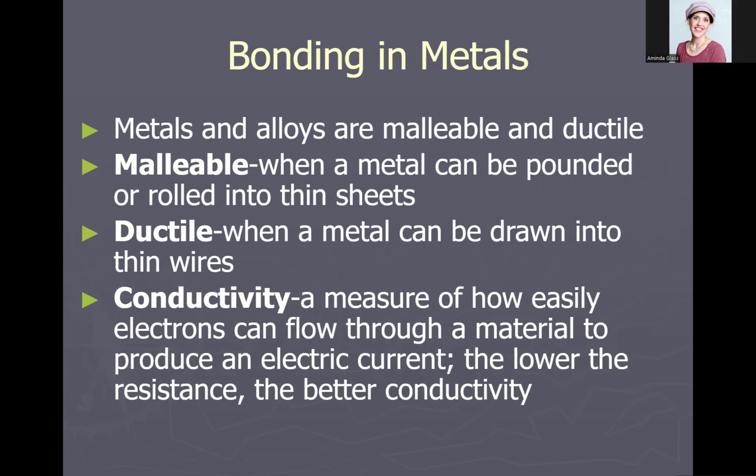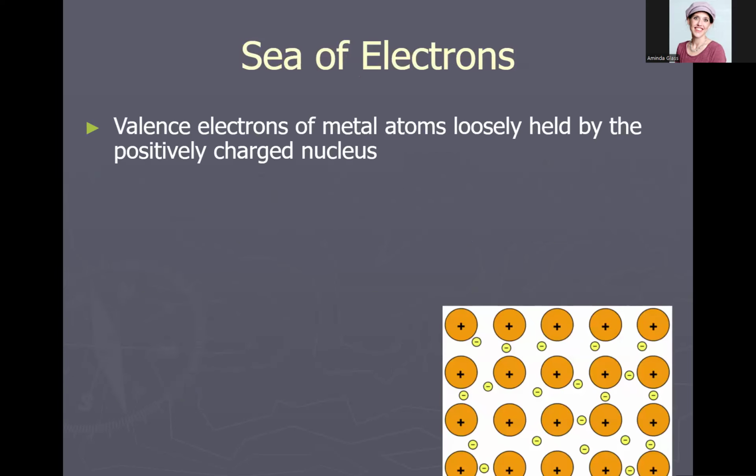And they are very conductive. Conductivity is a measurement of how easily electrons can flow through a material to produce an electric current. That's why electricity is called electricity, because it's the flow of electrons. The lower the resistance, the better conductivity you have with your metal.